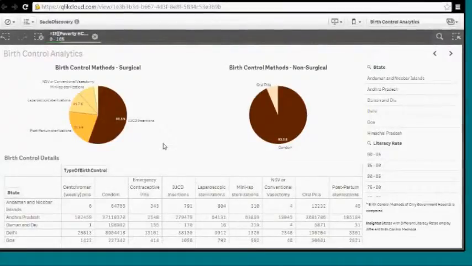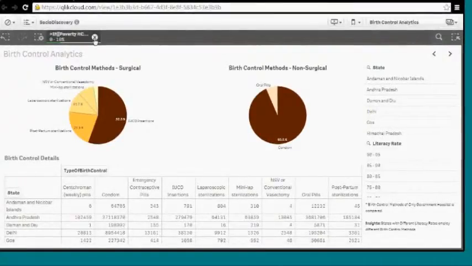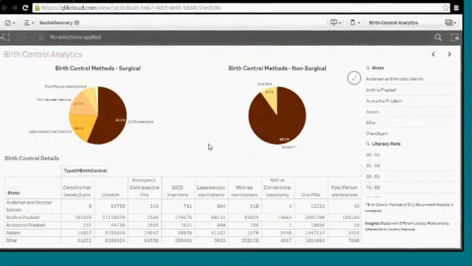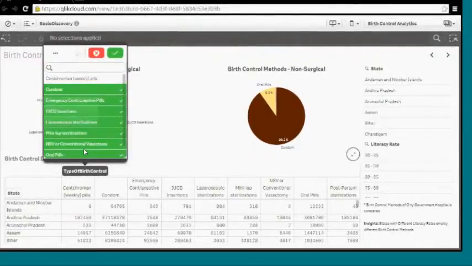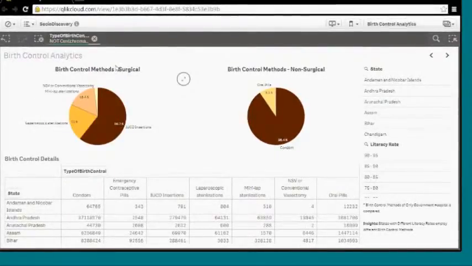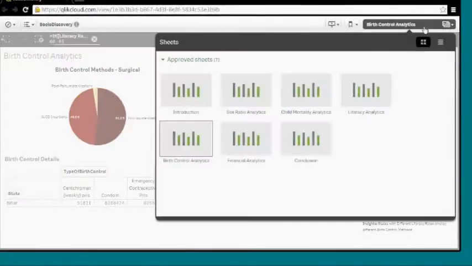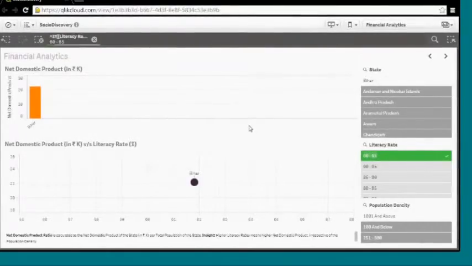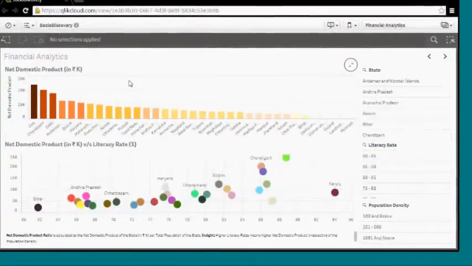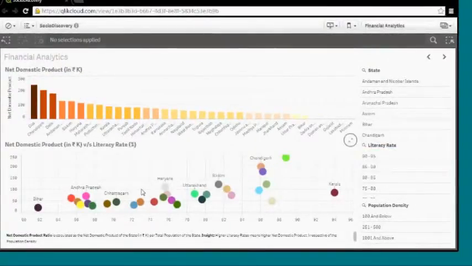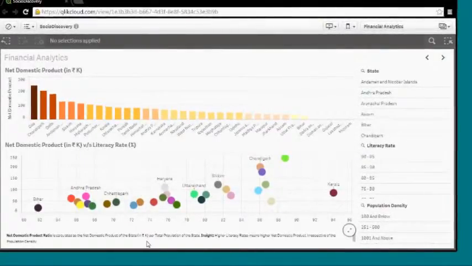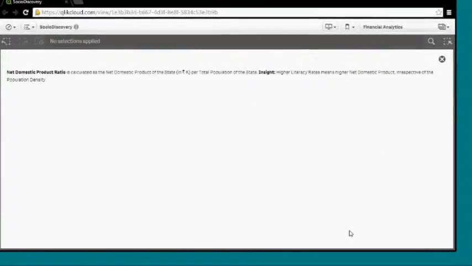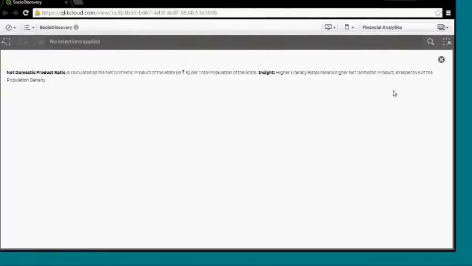Moving on, next dashboard looks into the various birth control methods that we have gathered from the information from the Health Management Information System of India. You can obviously go in and filter out and see how they stack up. Moving on, the last one over here, the financial analytics. What we try to analyze over here is the net domestic product ratio, which is the net domestic product of the state in 1,000 Indian rupees per total population of the state. The information that we get is that yes, higher literacy rate means higher net domestic product.